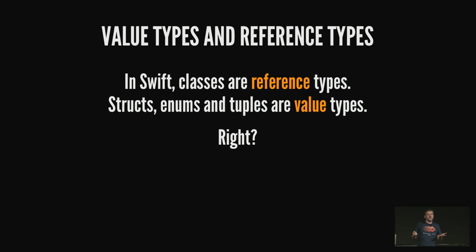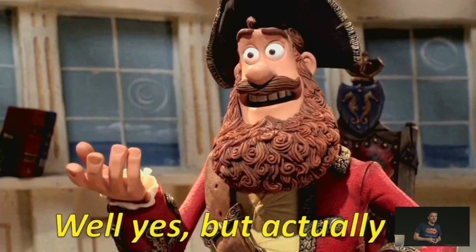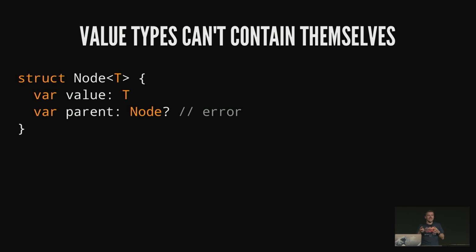So as we all know in Swift, classes are reference types, whereas structs, enums, and tuples are all value types, right? It's not exactly the case. So I'll give you an example. I've created here a struct. It's a node. Maybe it's a node in a linked list, for example.